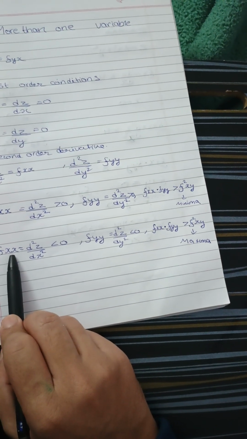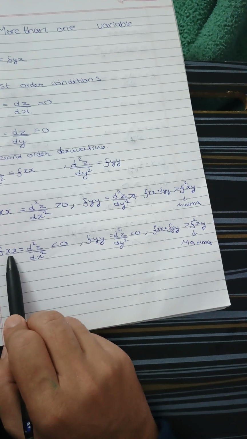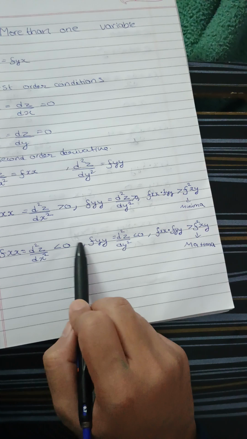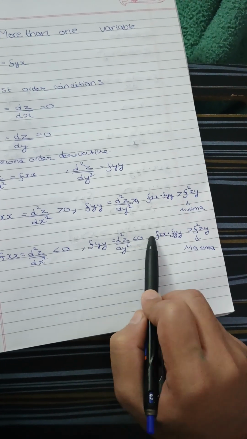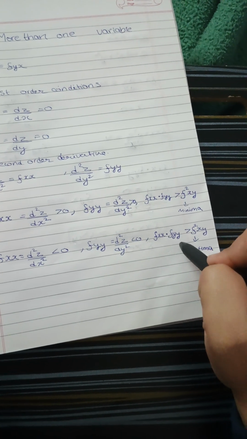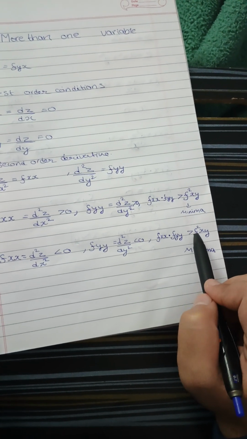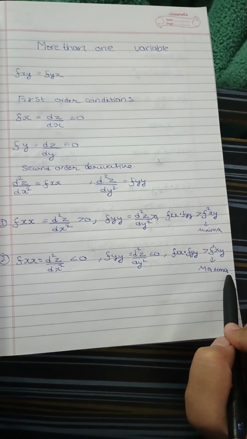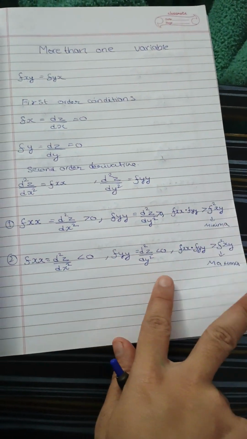The second condition is that the double derivative of x should be less than 0 and the double derivative of y should be less than 0, then the product of fxx dot fyy, if it is more than f square xy, then it is a maxima. Okay, so let us consider an example here.